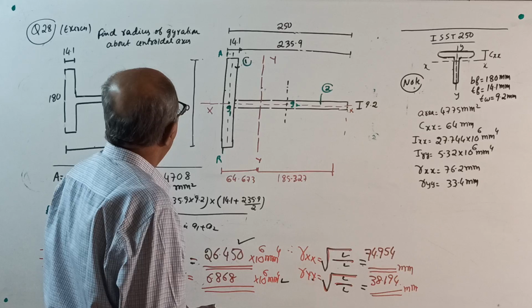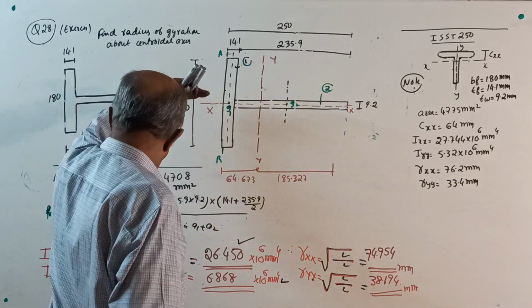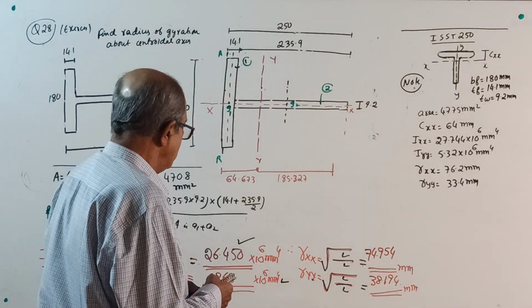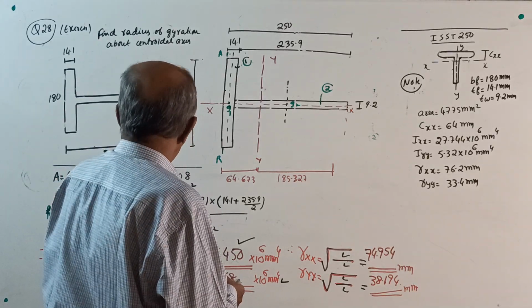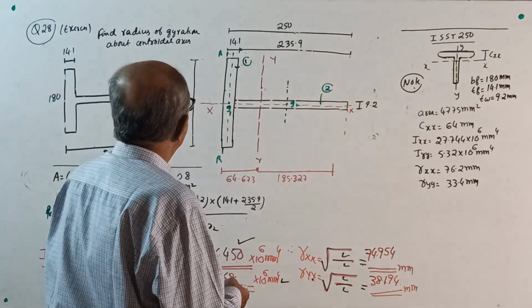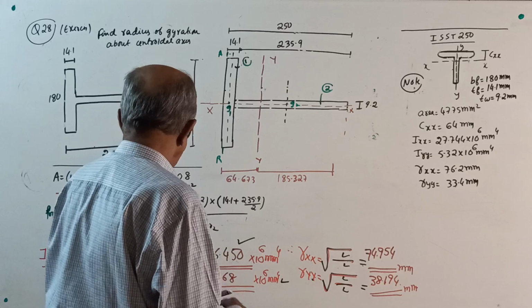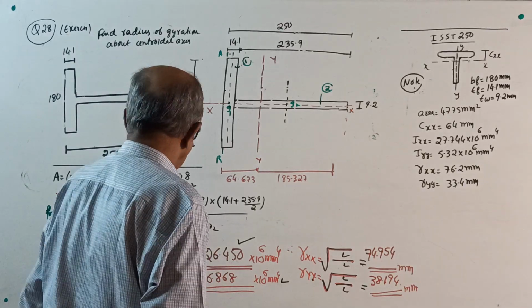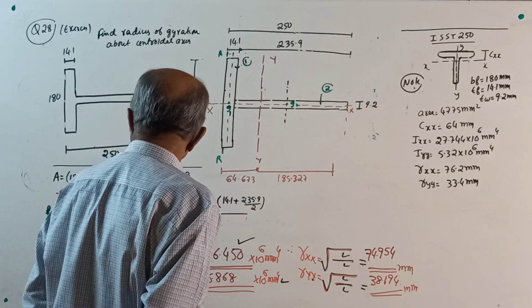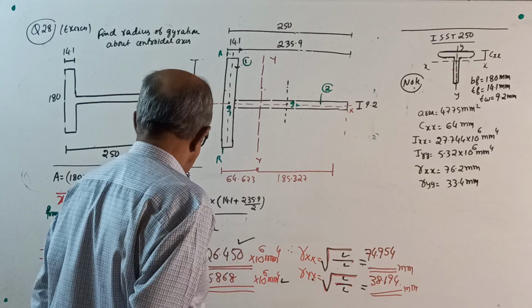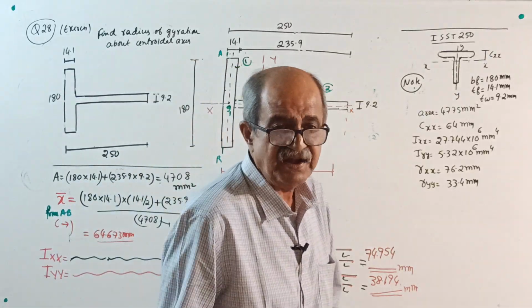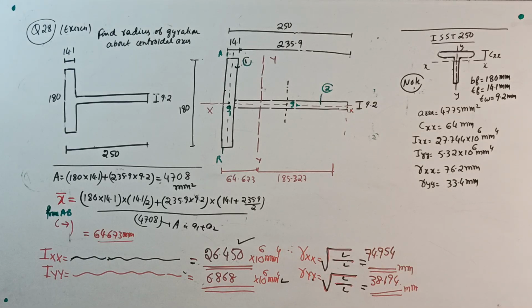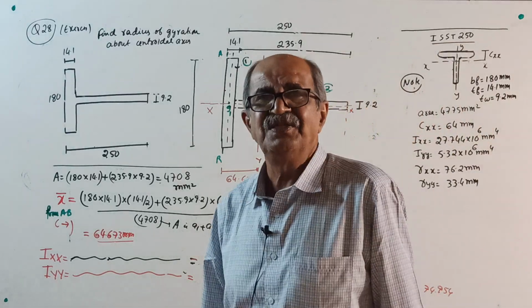IXX is this one. Yes, correct. IYY is more. Something is wrong. One minute. IXX is more? No, not possible. I think I interchanged the calculation, most probably. Okay, one minute, I will pause the recording and check it. I think I entered the wrong value. Not wrong value: XX I entered as YY, and YY I entered as XX, I think. You wait. Yes, that is what happened.